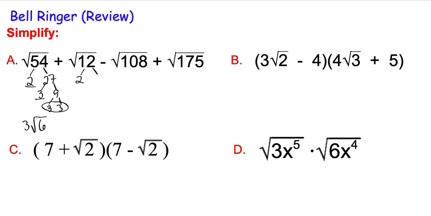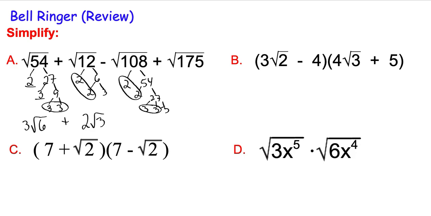Okay, break the 12 down. 2, 6, 2, 3. Pair of 2s, so this is 2 root 3. Break the 108 down. 2, 54, 2, 27. And then again, 27 is 3 3s that we just had a little bit ago. All right, so we have a pair of 2s and a pair of 3s. So remember what happens when you're bringing two things out. Those are going to times. So that would be 2 times 3, which is 6 root 3. That 3 goes back underneath there.